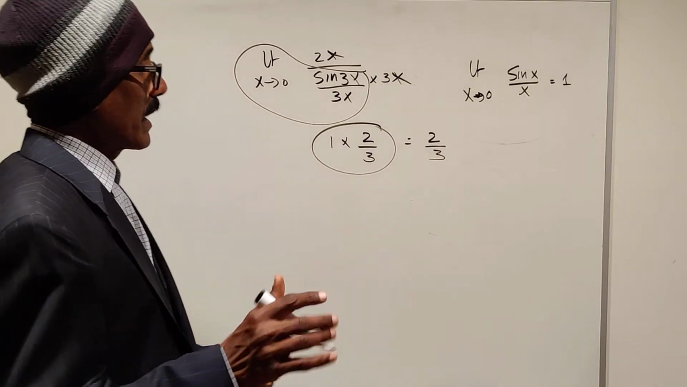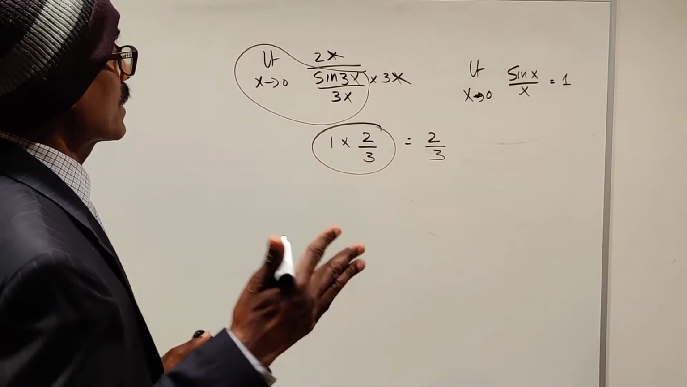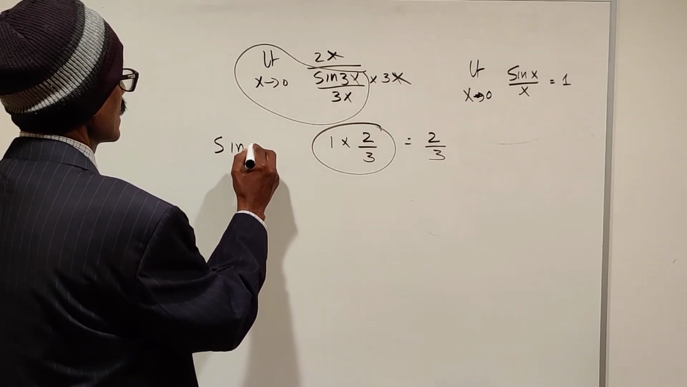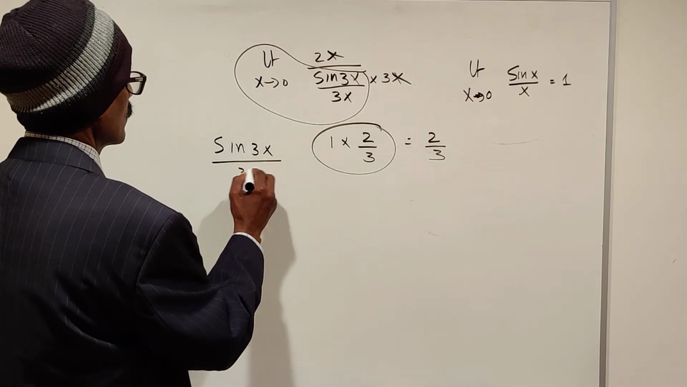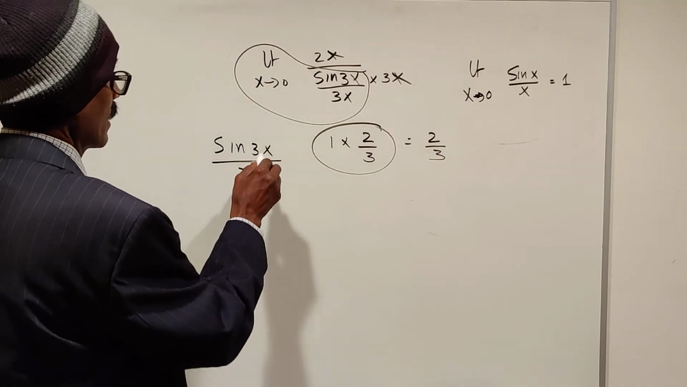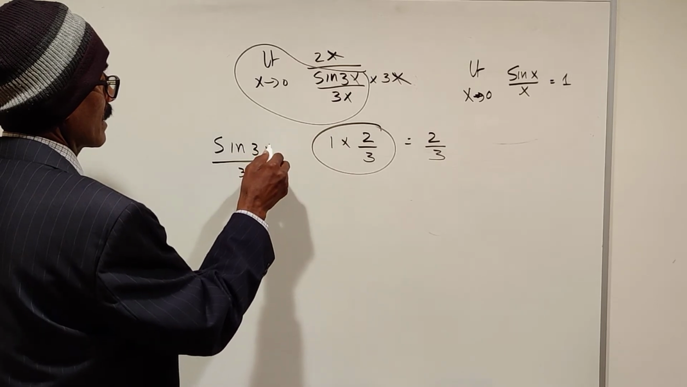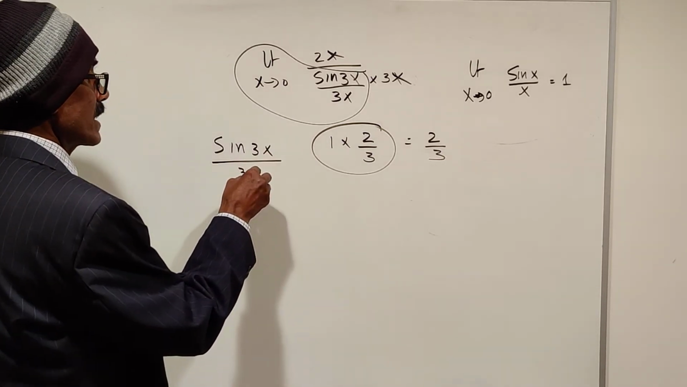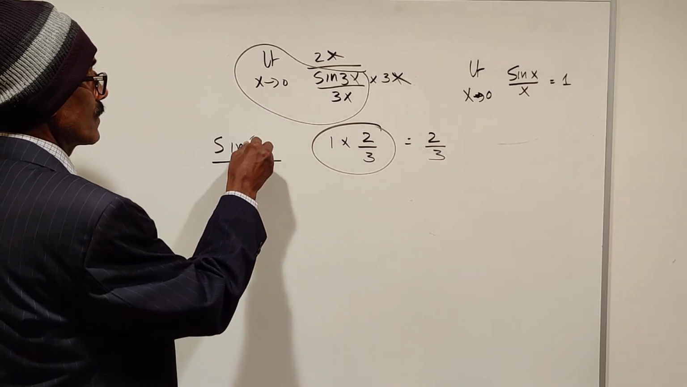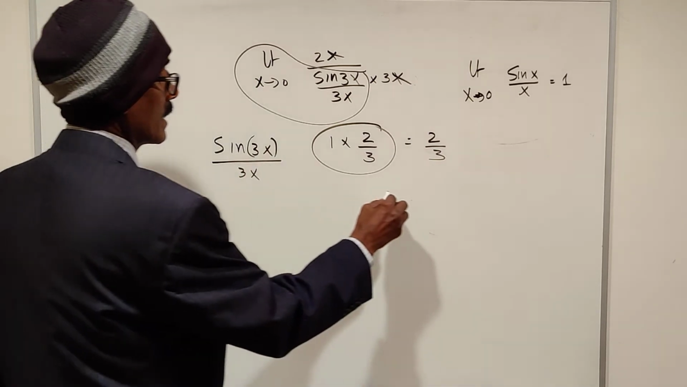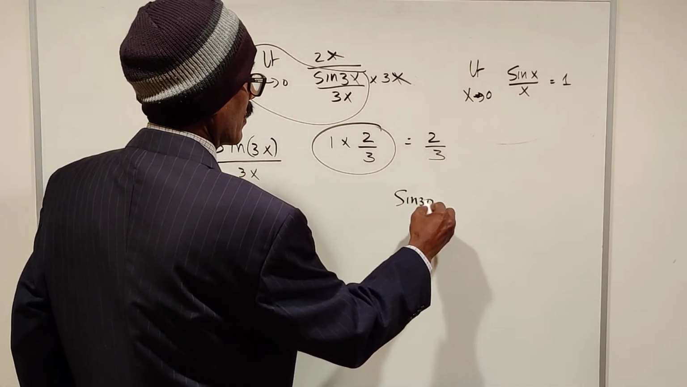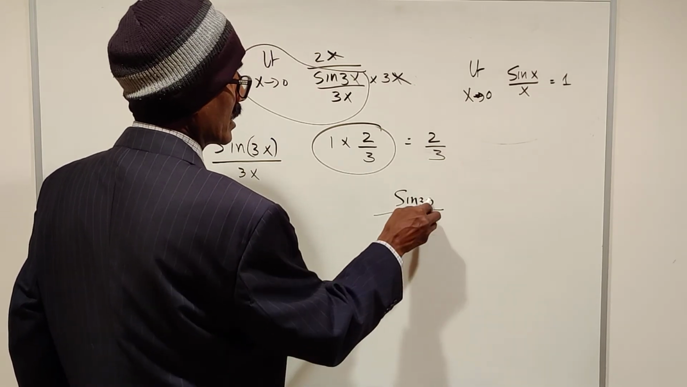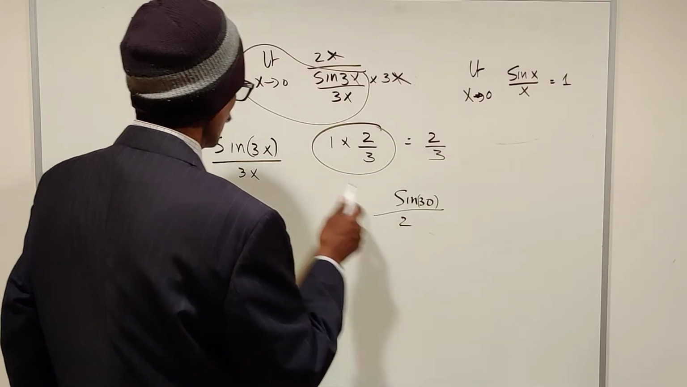See, there is a question here. Maybe some of the guys have some doubt here. Sine 3x by 3x. Maybe you think, can we divide x and x? Maybe that is your question. We cannot divide x and this x because this one is an angle. It's like sine 30 divided by 2. You cannot divide 30 and 2. This is an angle. Okay?